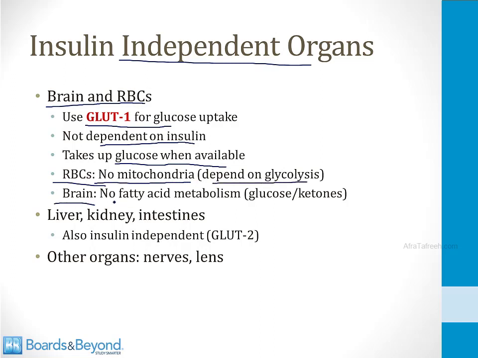The brain cannot metabolize fatty acids, so therefore it is dependent on glucose and ketone bodies. Also, the liver, kidney, and intestines are insulin-independent organs. They use the GLUT2 transporter we talked about before, and many other organs are also insulin-independent, like the nerves and the lens of the eye.